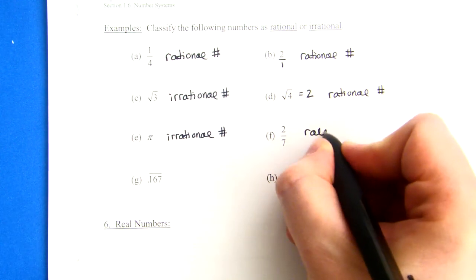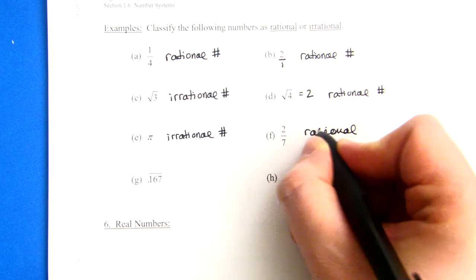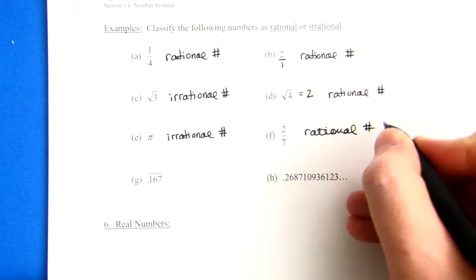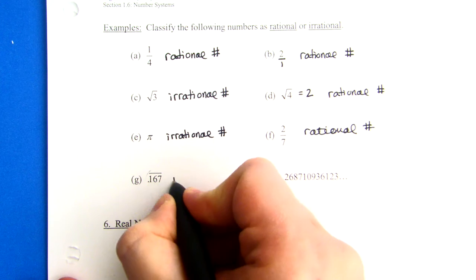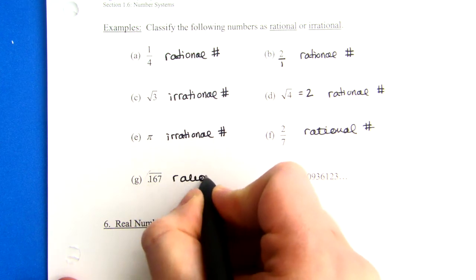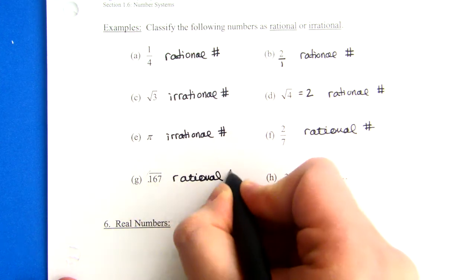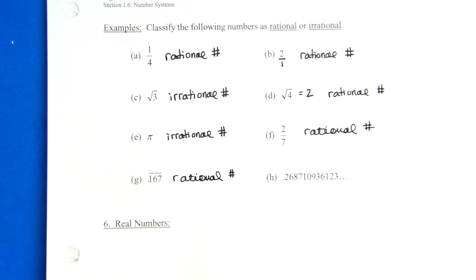2/7 is a rational number. Of course, we can write it as a fraction, just 2/7. G, 0.167 repeating. Repeating decimals, remember, are rational. If I tried really hard, I could come up with a fraction that would give me that particular decimal. I just don't know off the top of my head.